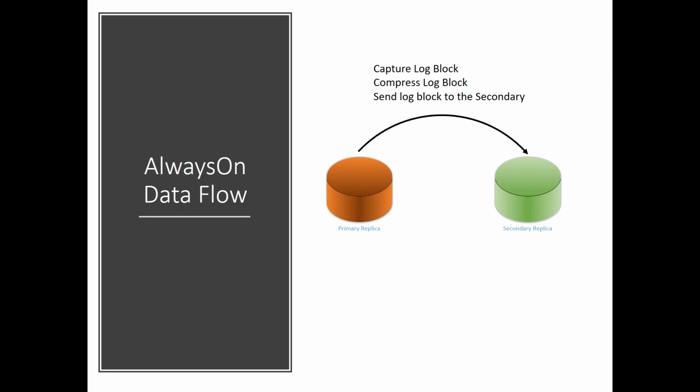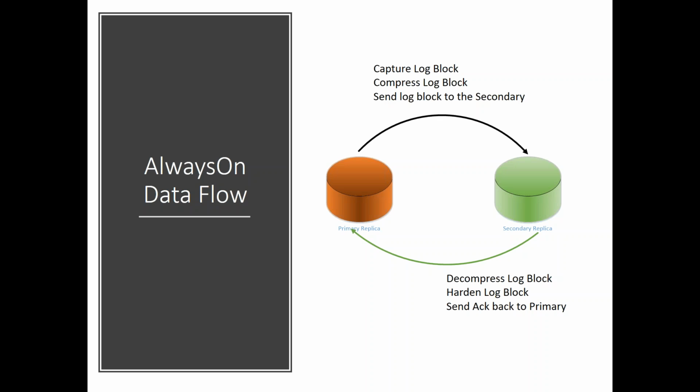You compress the log if it's SQL 2012 or 2014, or if it's an asynchronous replica for SQL Server 2016, right? Compression is not used for SQL Server 2016 synchronous replicas, okay? And once my log block is ready to be sent across to the secondary, we put it on the transport layer where the network takes care of sending the packet to the secondary.